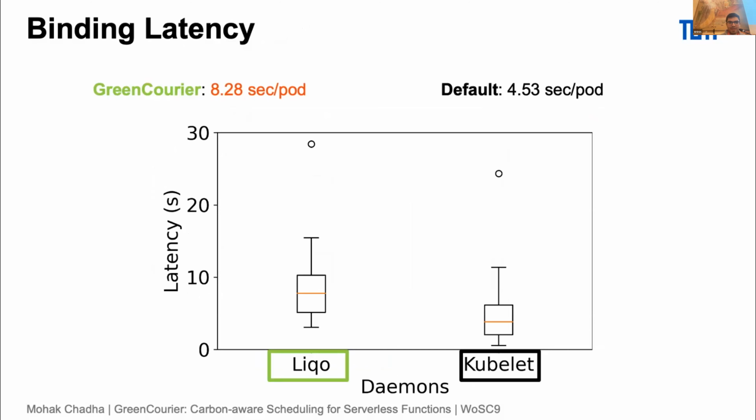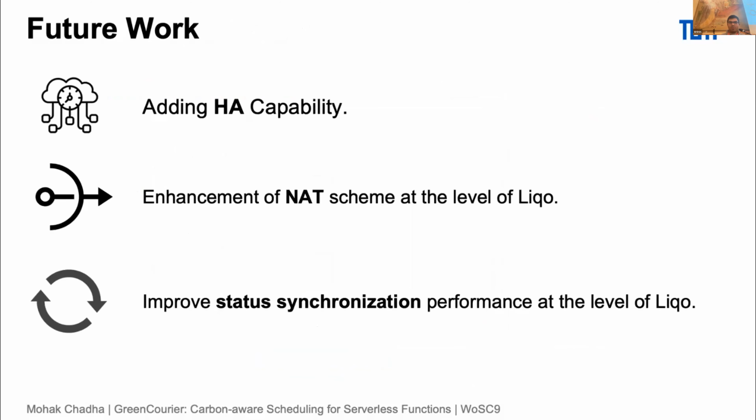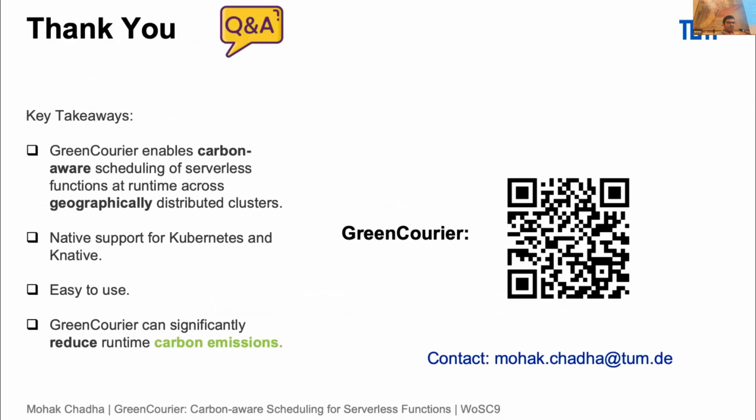So in the future, what we want to do is make this management cluster highly available and disaggregate it. Also work at the Liqo level to improve response times and status synchronization so that the binding latency is reduced. Right, thank you. And I would be happy to take questions if there are any.